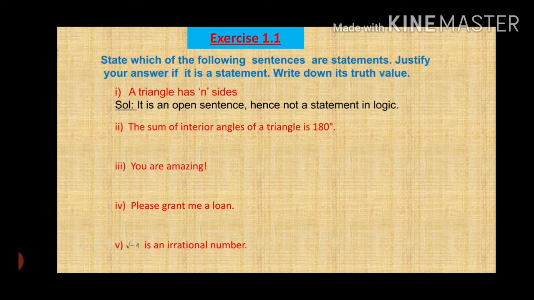Okay. Next one. The sum of interior angles of a triangle is 180 degree. Now see over here. It is a simple declarative sentence, so it is a statement and it is true. So we write it. It is a statement, its truth value is T. Next one.